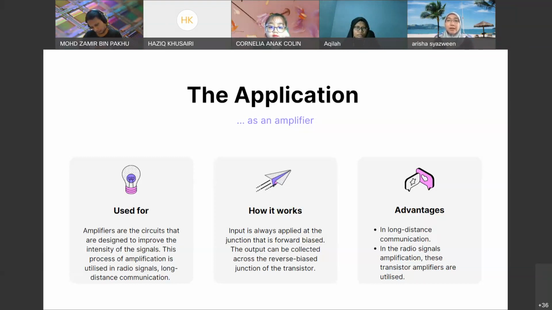A transistor working as an amplifier has various advantages and applications in the field of electronics and communication. The first is that it can be used in long-distance communication because the intensity of the signal obtained at the output is high. Second, in radio signal amplification, these transistor amplifiers are utilized. And the third, amplifiers play a prominent role in wireless communication. Next slide, Amira.